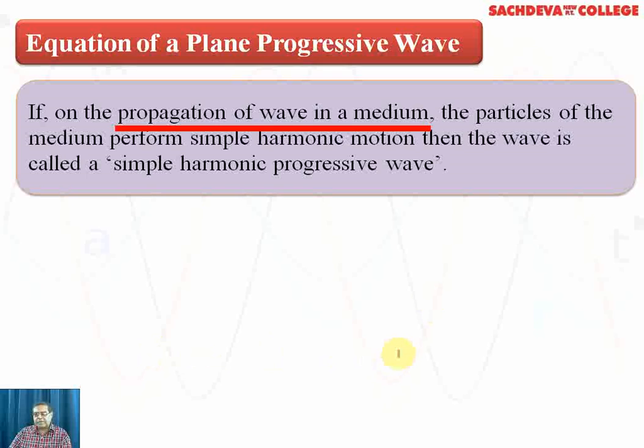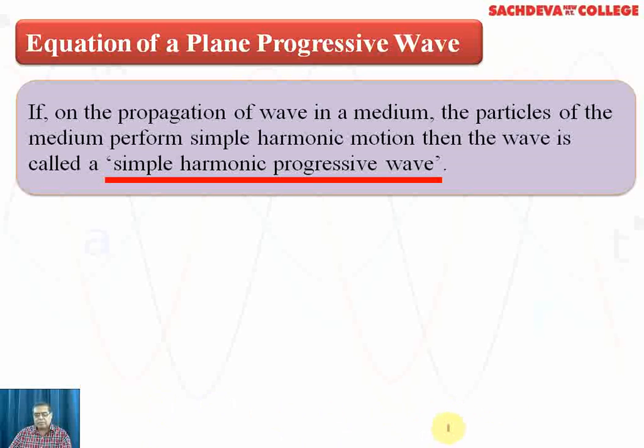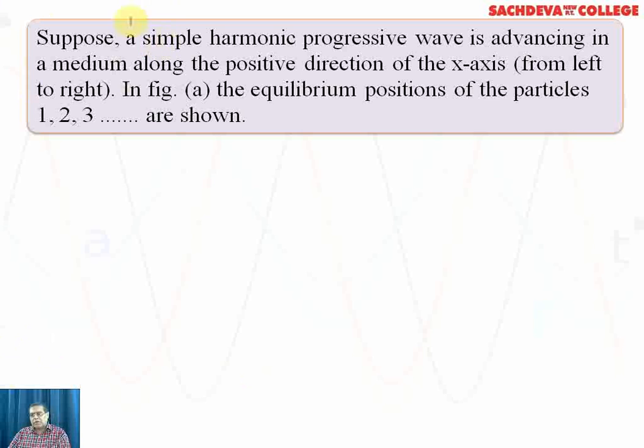If on the propagation of a wave in a medium, the particles of the medium perform simple harmonic motion, that is SHM, then the wave is called a simple harmonic progressive wave. Suppose a simple harmonic progressive wave is advancing in a medium along the positive direction of x-axis. The meaning of this is that the wave is coming from the negative x-axis towards the positive x-axis, that is from left to right. The normal Cartesian coordinates are plus to the right, minus to the left, positive height and negative depth.